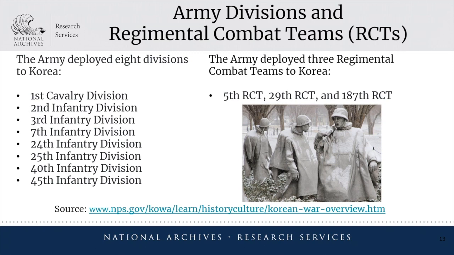Regimental combat teams were smaller than divisions and typically included an infantry regiment along with a field artillery battalion, an engineer company, a medical company, a signal unit, or other similar specialized units, depending on the needs of that particular team.